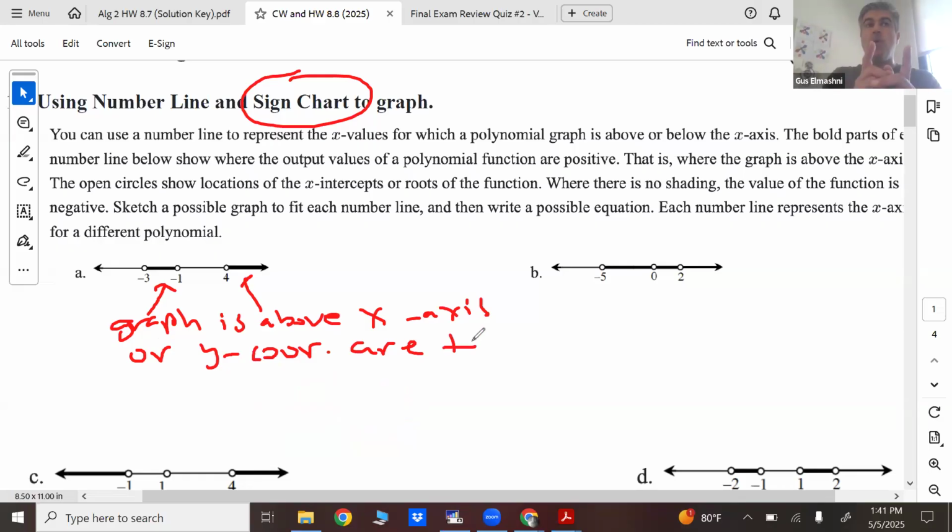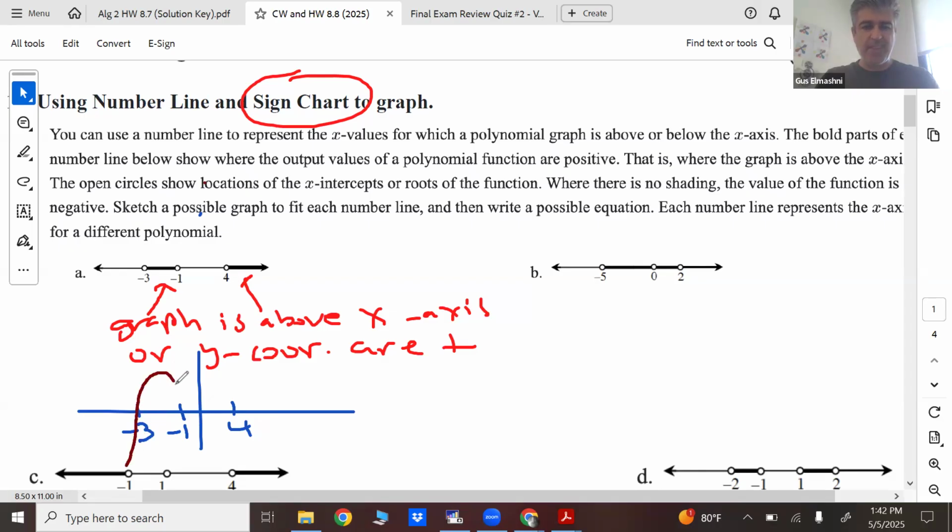So between -3 and -1, the graph is above the x-axis. To the right of 4, the graph's above the x-axis. So how are you going to graph it? I'm going to do kind of an overlay, the best way I could. I'm going to put 4 here, -1, and -3. And I'm going to make a graph that looks like this.